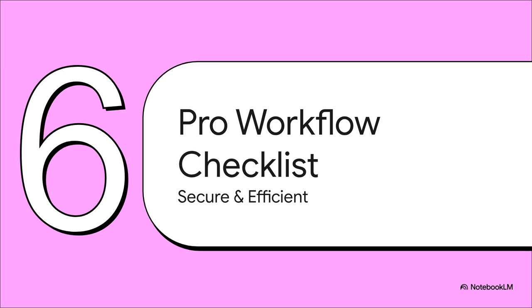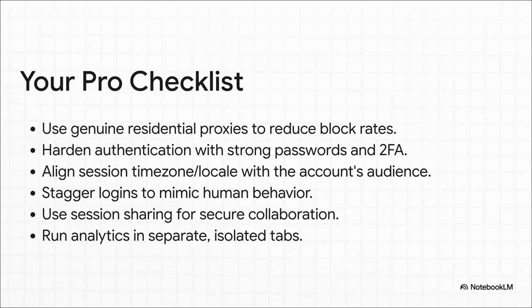clients. Okay, but listen, having the right tool is only half the equation. Your workflow, how you actually use the tool, is what separates the amateurs from the pros. So let's build out a professional checklist you can start using right away. Here's your action plan. 1. Always use high-quality residential proxies to look like a real user, not a bot. 2. Lock down your accounts with strong passwords and two-factor authentication. That's non-negotiable. 3. Make sure your session's location settings match the account's target audience. And please, don't log into 10 accounts at the exact same second. Stagger your activity to look more human.